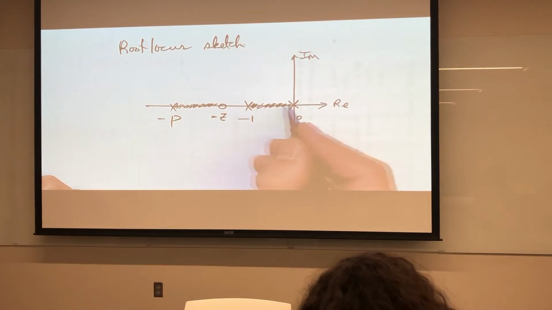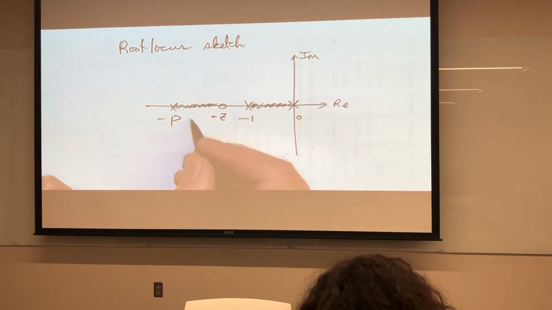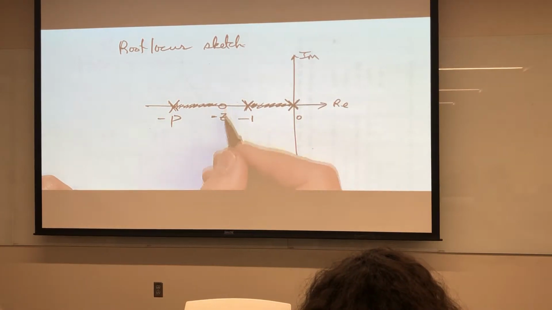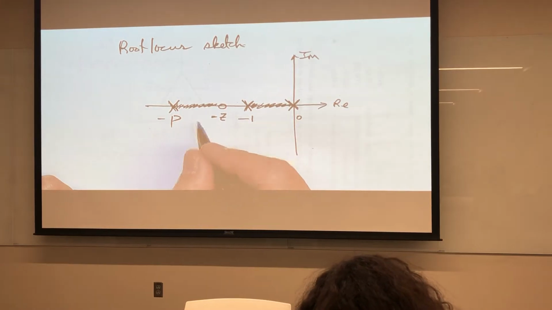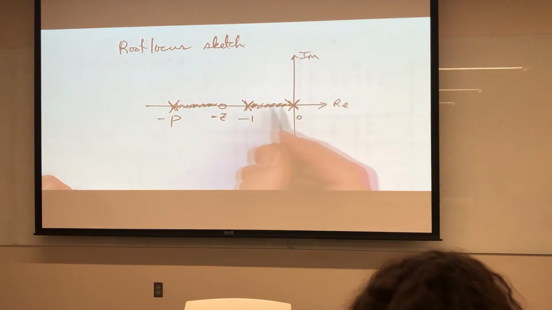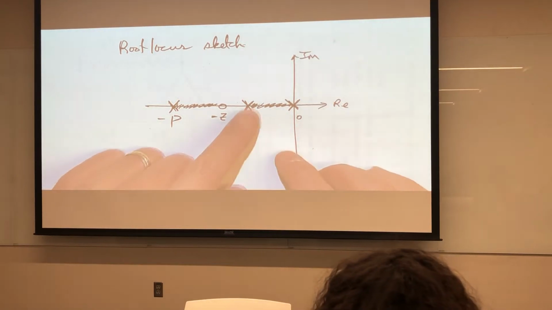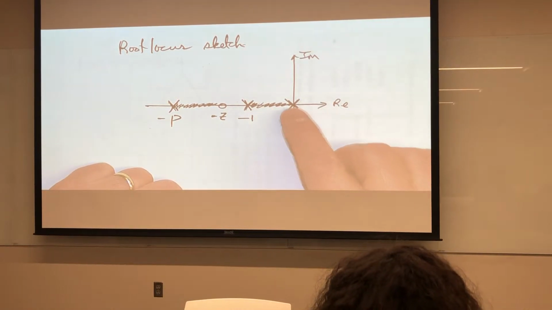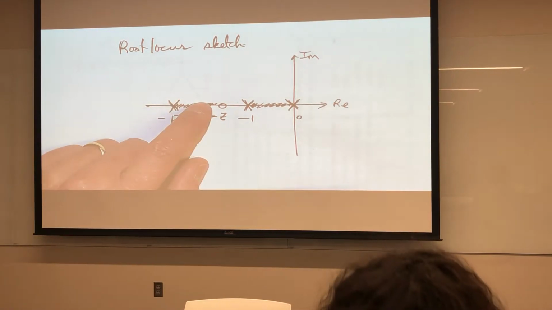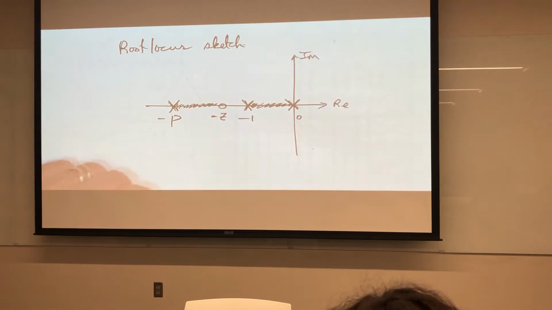Loci start at the x marks, and they go to the zeros, or they go off the page. So we have a total of 3 loci because there are 3 poles. One starts here, another one starts at the origin, another one starts at minus p. One of them goes toward the 0, the other 2 must go off the page.